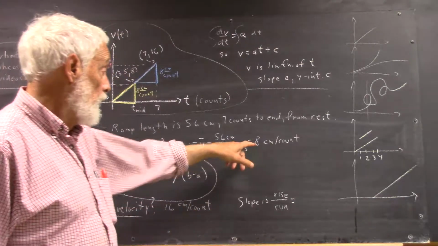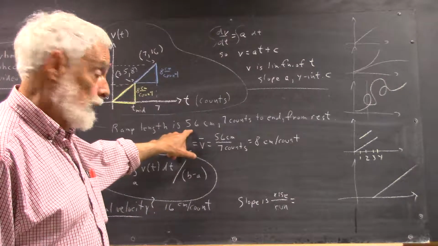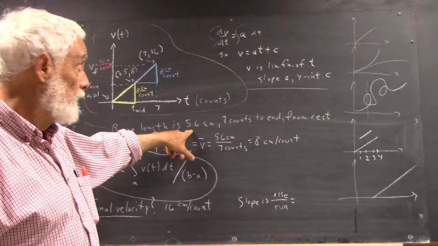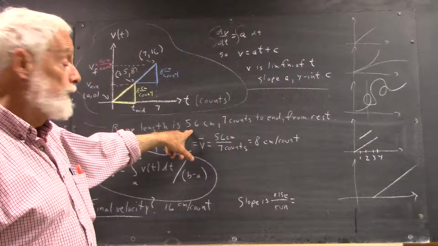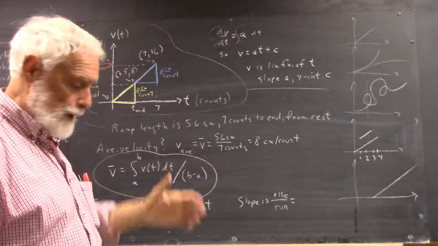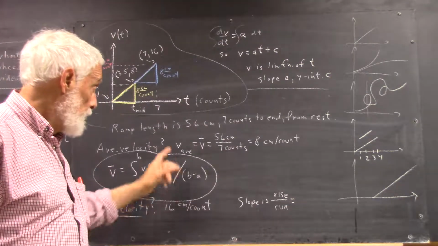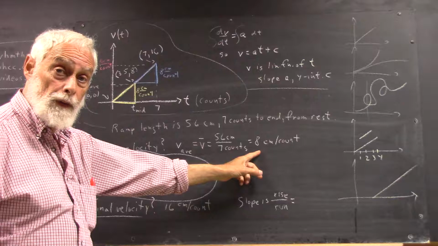Now, usually this won't come out a whole number, but to keep the calculation simple, I fudged a little bit, although 56 centimeters is a pretty realistic distance on that 60 centimeter ramp. You don't want to release it from the very end, and the ball has some diameter and stuff like that. So that works out. But okay, so we have this.